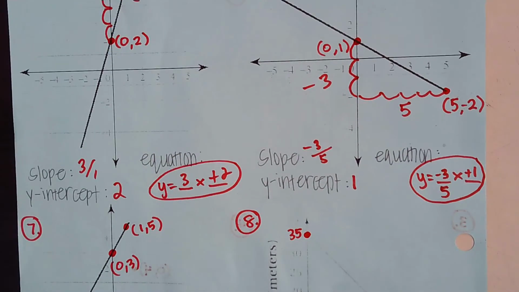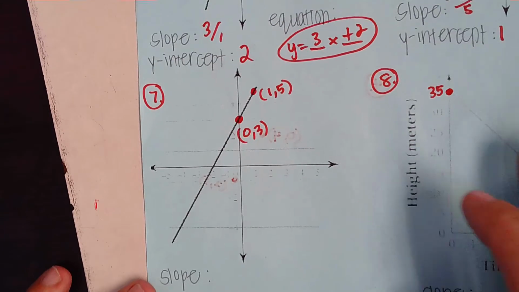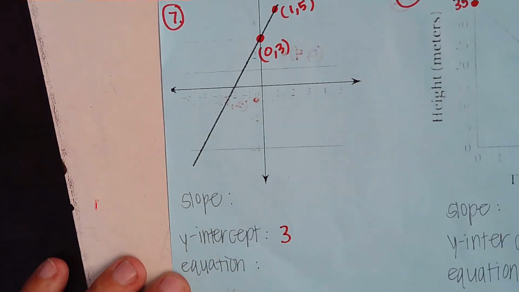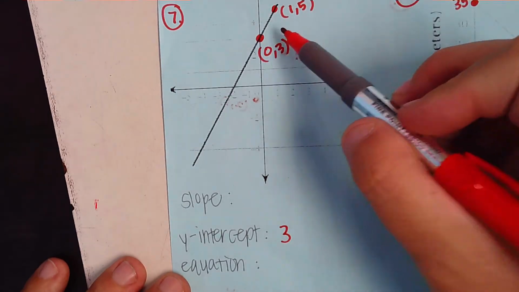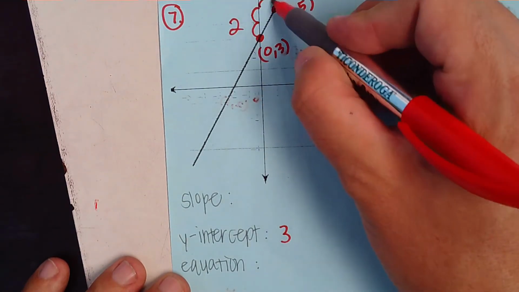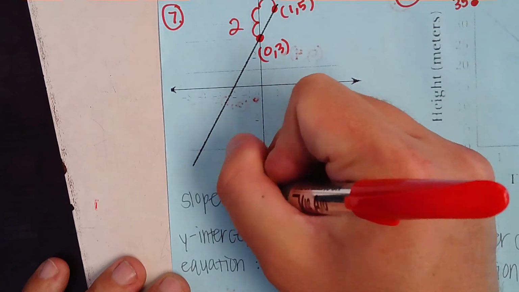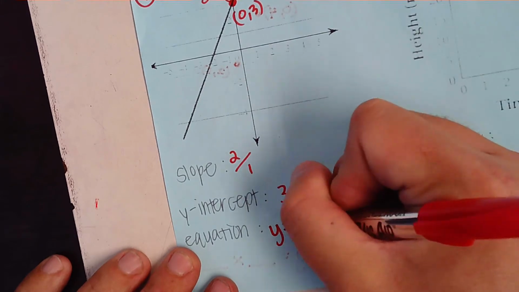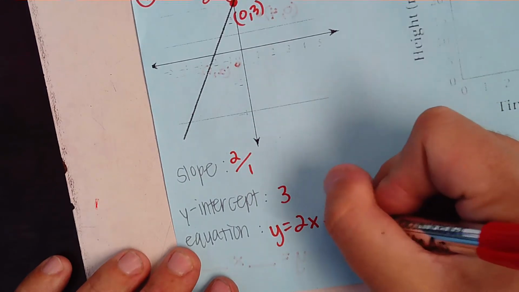All right, the last 2. 0, 3 right here. Your y-intercept's at +3. You can see that right there. And then I'm going to rise 1, rise 2, run 1. Rise 2, run 1. So if I wrote out my equation, y equals 2x plus 3.